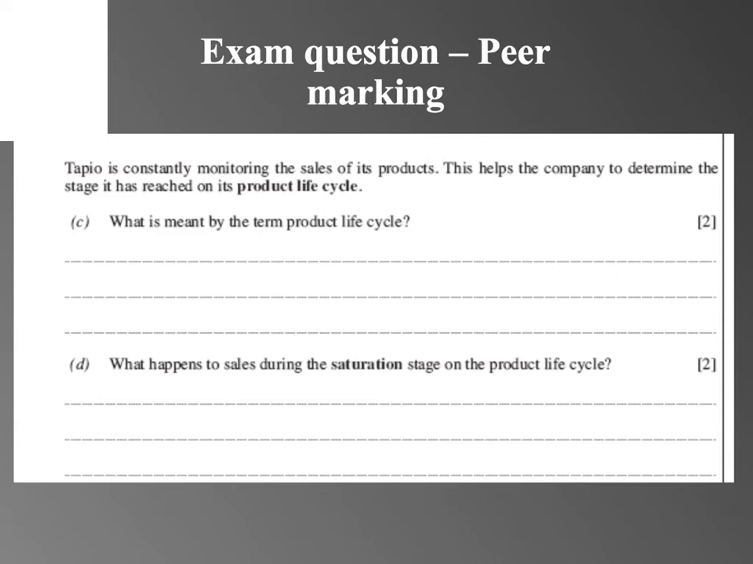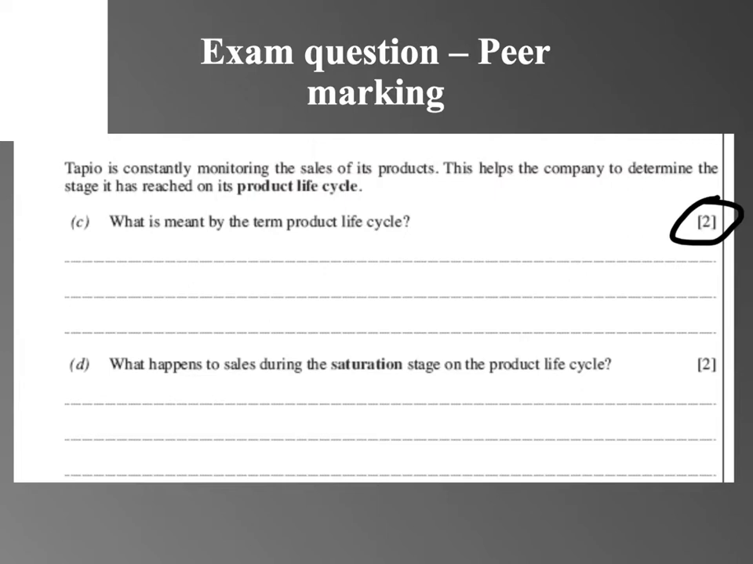Okay, so I'm going to start off with the definition for product lifecycle, and this is always going to be 2 marks. Now I'm going to explain there's 3 parts to this definition. If you say all 3 parts, then you'll get 3 marks, and therefore they'll have to give you 2 marks. Right. What is meant by the term product lifecycle?